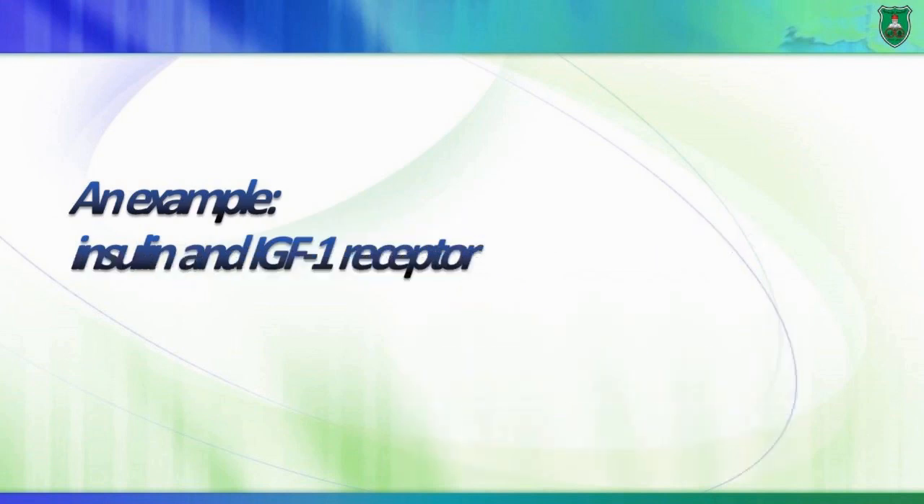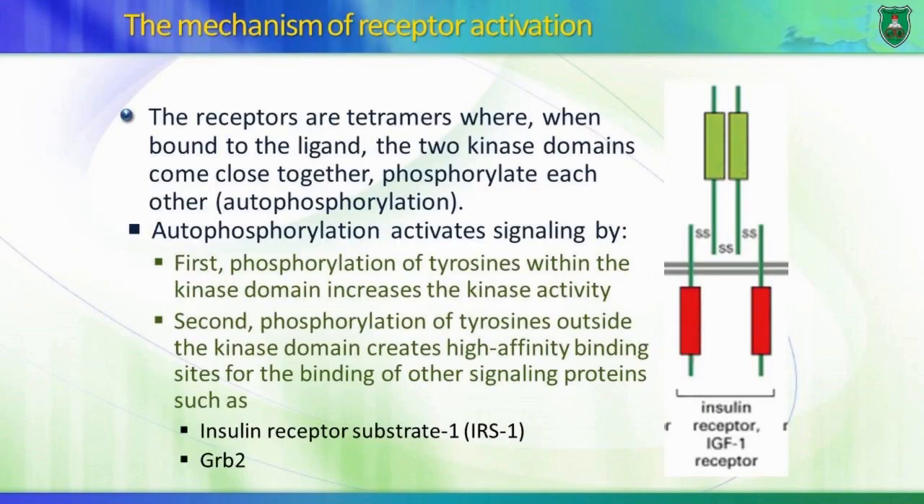So here's an example, insulin and the insulin growth factor receptor. The insulin receptor is a heterotetramer. Again, same idea: ligand binds, dimerization, autophosphorylation, then association with different proteins. So autophosphorylation activates signaling by first phosphorylation of the tyrosine that makes the kinase activity of the receptor more active. That's one. And two, when the tyrosine residues are phosphorylated, it allows for interaction with other molecules, including the insulin receptor substrate and GRB2. So these are docking molecules.